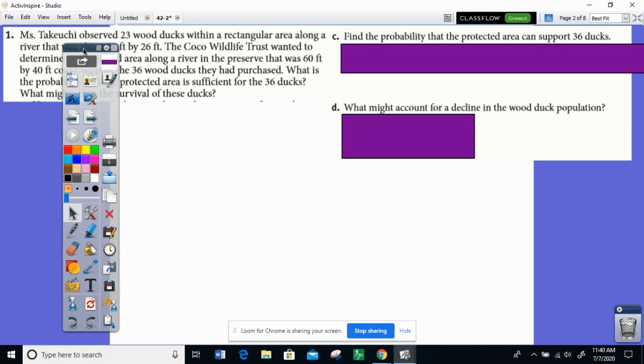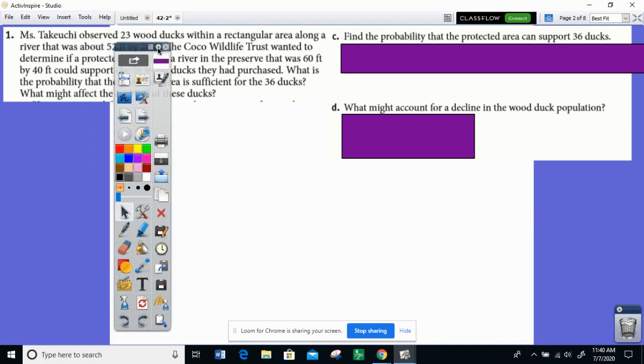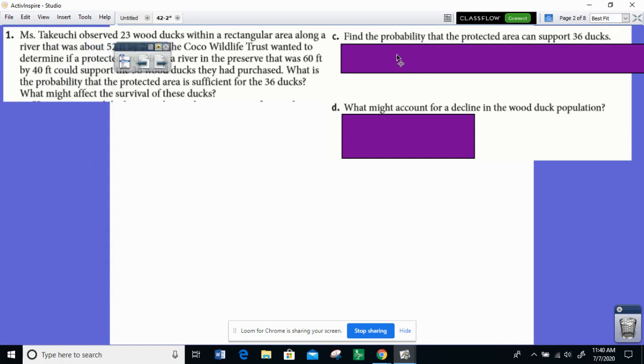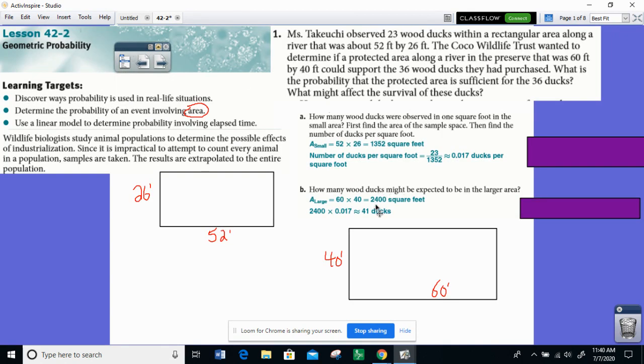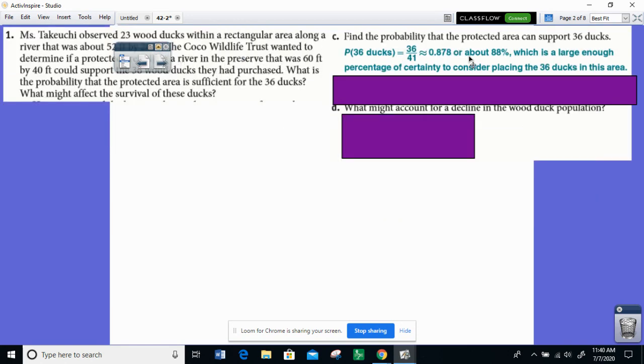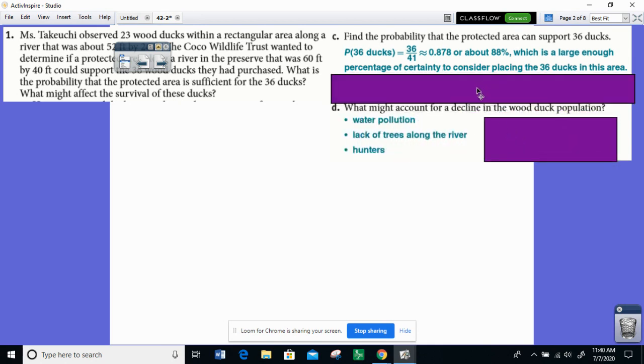Now part C says find the probability that the protected area can support 36 ducks. Well, that is 36 over 41. Remember, 41 was our expected number of ducks in the larger area from part B, or about 88%. So that's a large enough percentage of certainty to consider placing the 36 ducks in this area. And then D is kind of an extra biology question. What might account for a decline in the wood duck population? It could be water pollution or a lack of trees along the river, or maybe hunters.